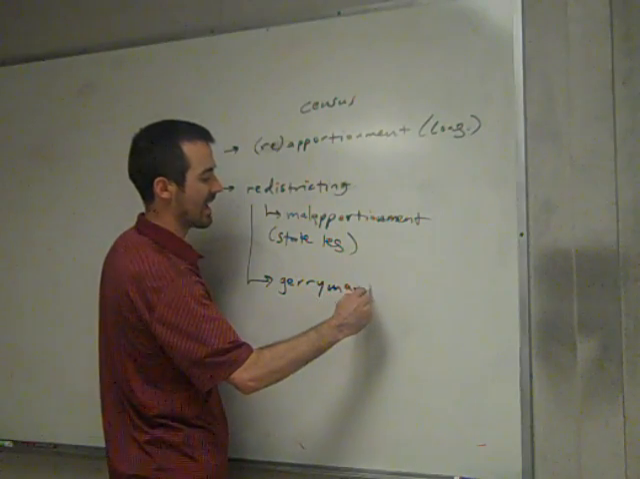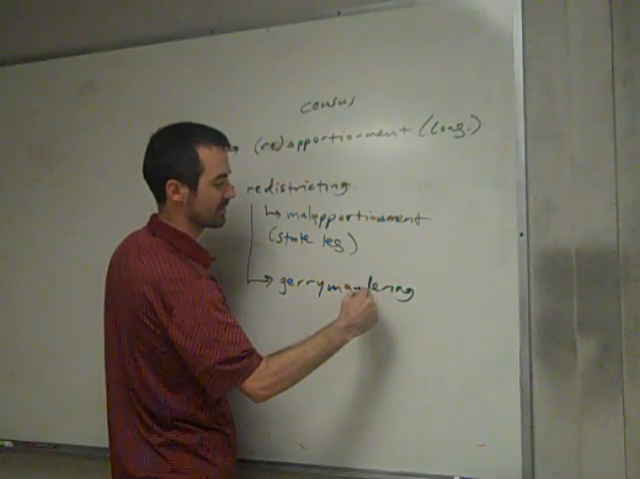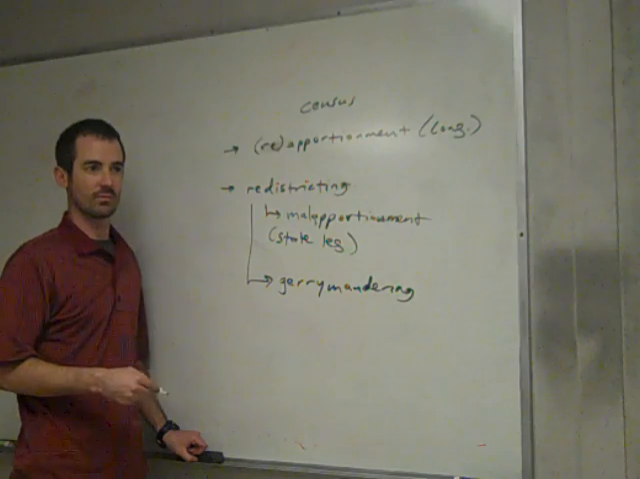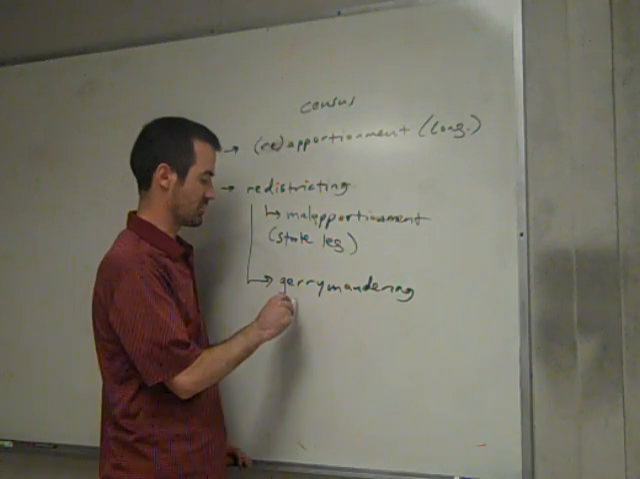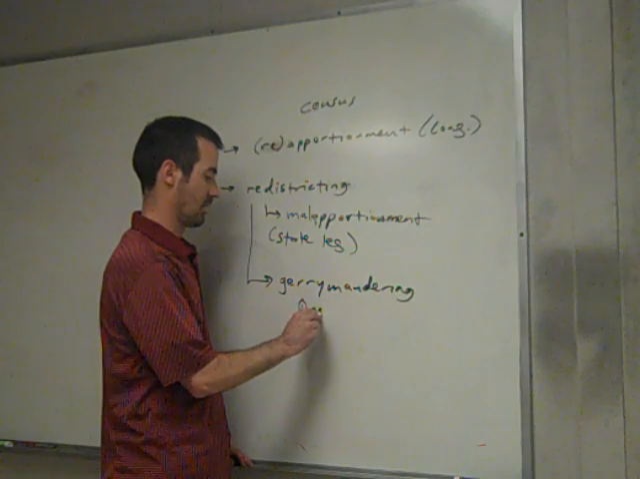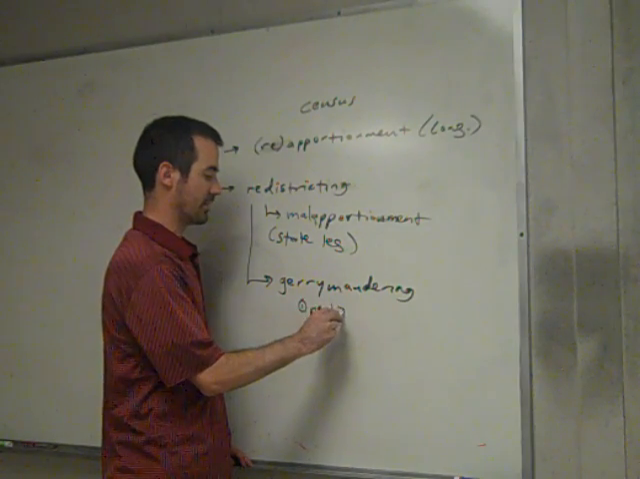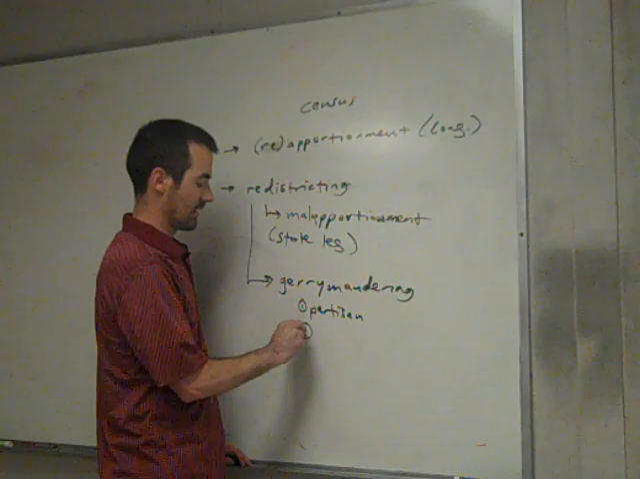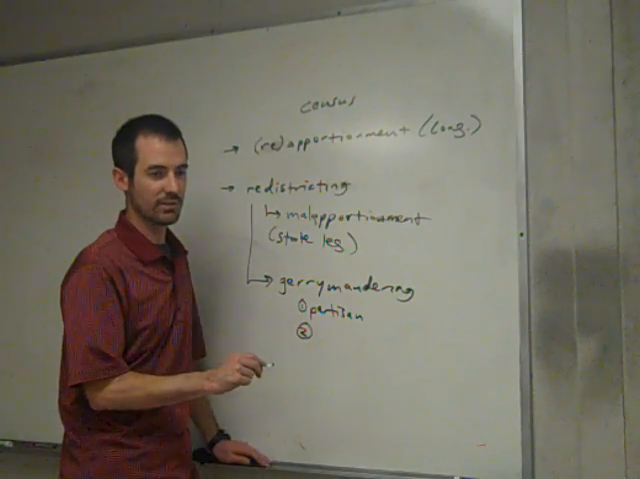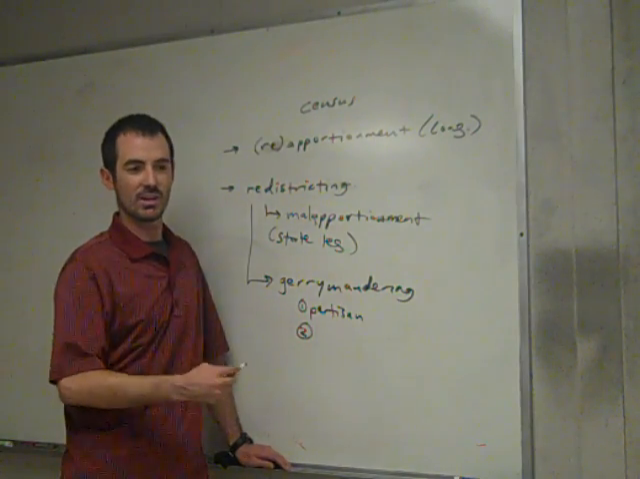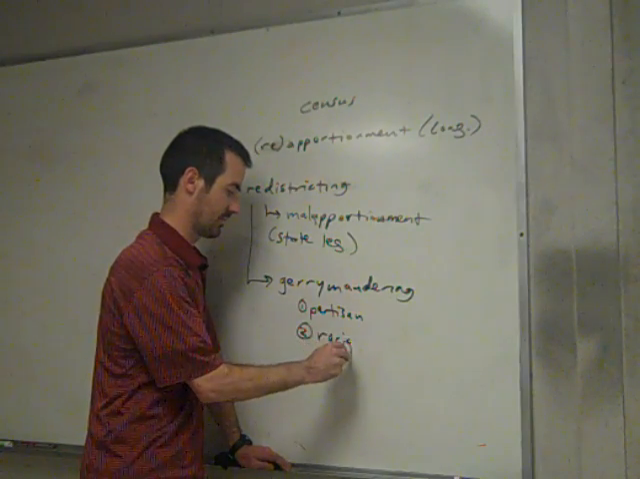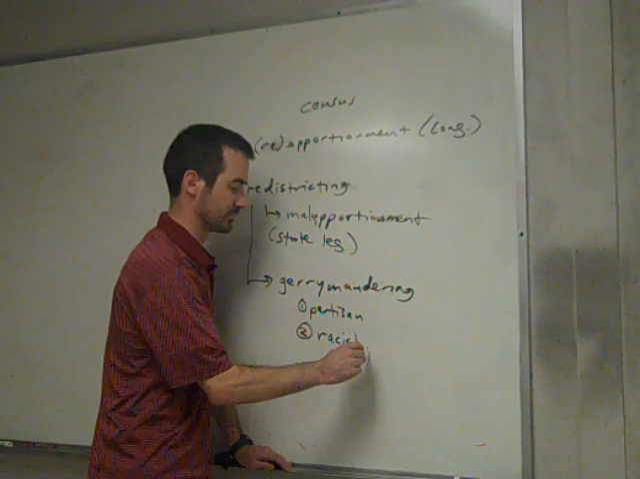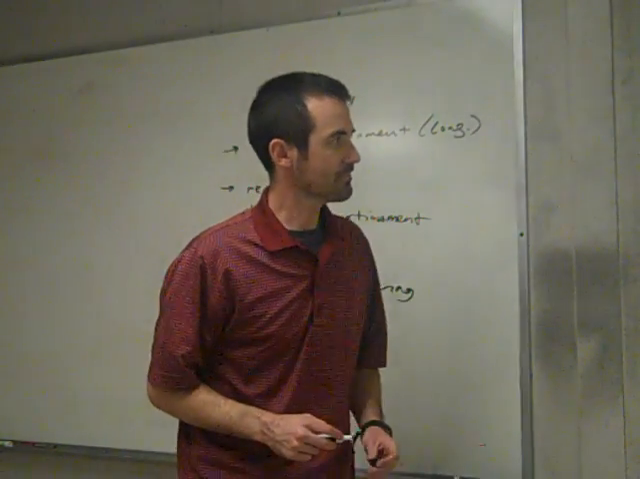And then within that, the kind that has been declared not a violation of the Constitution, so constitutional, is partisan gerrymandering. That's gerrymandering to benefit a party, and that happens all the time. The one that's been declared unconstitutional, if it's designed to disenfranchise a different race, would be racial gerrymandering. That one's been declared unconstitutional. Okay?